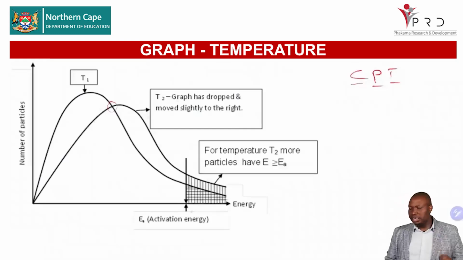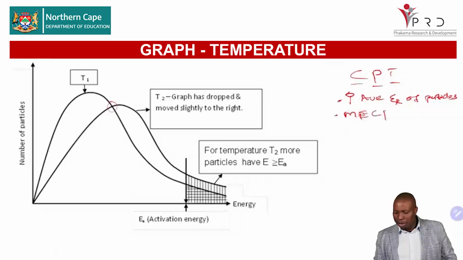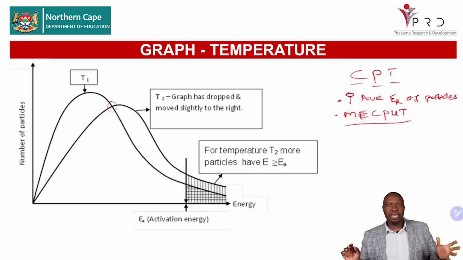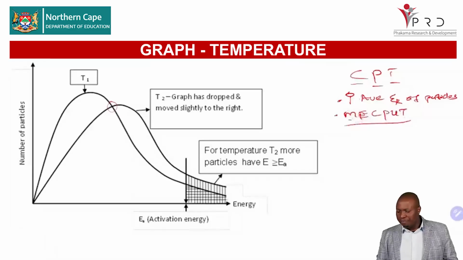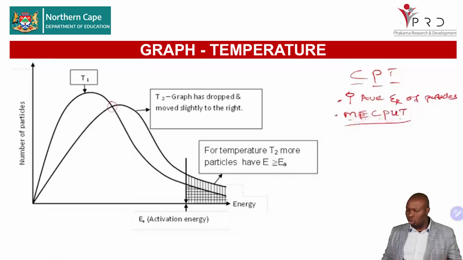We are always indicating the most important points: when you increase temperature, you increase the average kinetic energy of the particles. That is the first point that you know. And the second one, we're going to have a more effective collision per unit time. Please write it in full. If you put it like that, you won't get any mark. It's more effective collisions per unit time. I'm summarizing for you as we conclude the lesson.